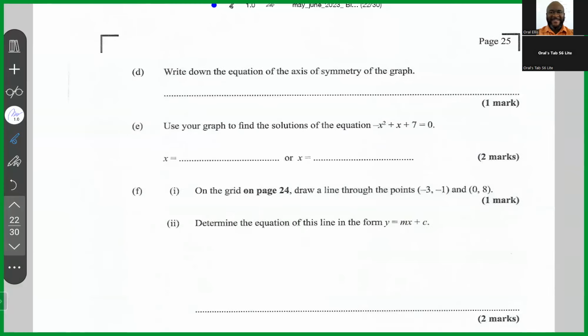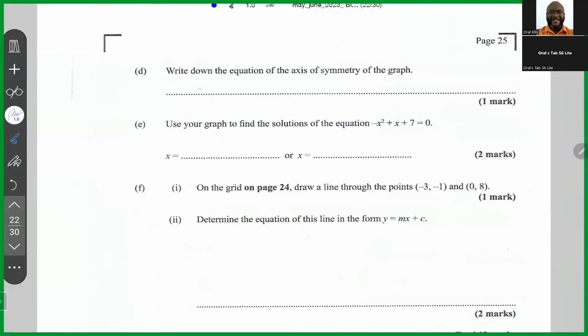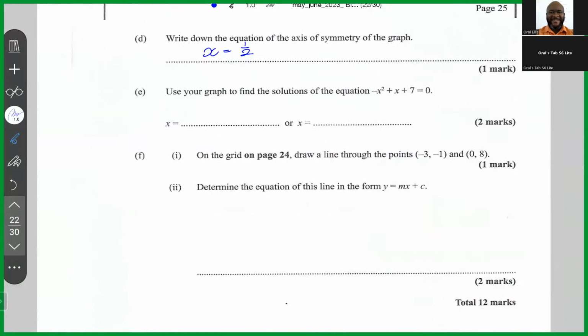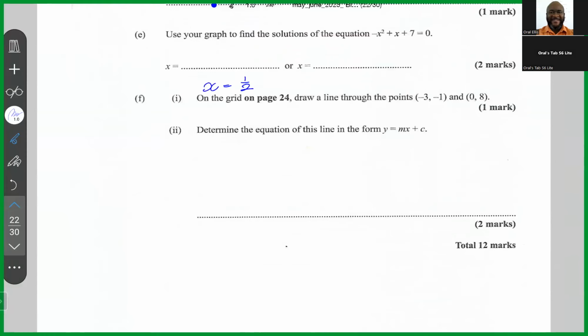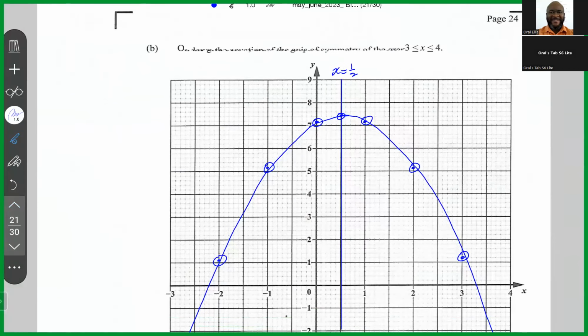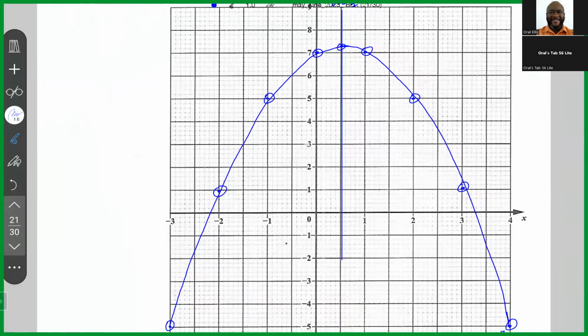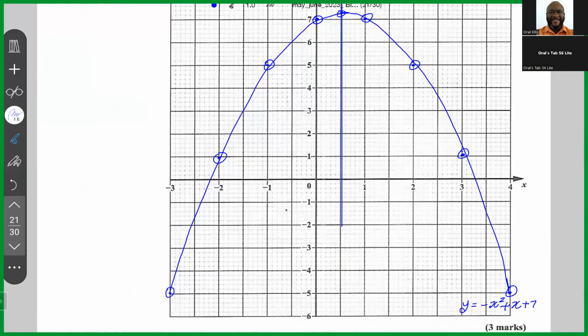So, write down the equation of the axis of symmetry. My axis of symmetry is x is equal to a half. It says, use your graph to find the solution of minus x squared plus x plus 7 is equal to 0. All right, let's go back up. We're looking at our graph. Now, the solution of minus x squared plus x plus 7 is equal to 0.